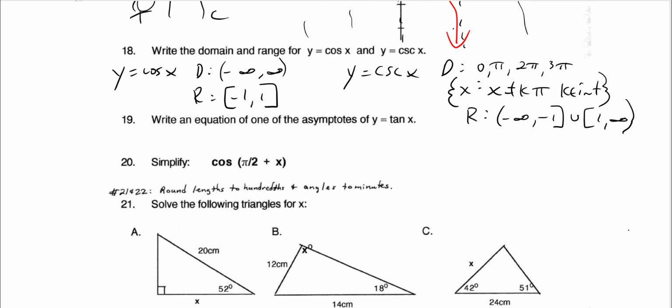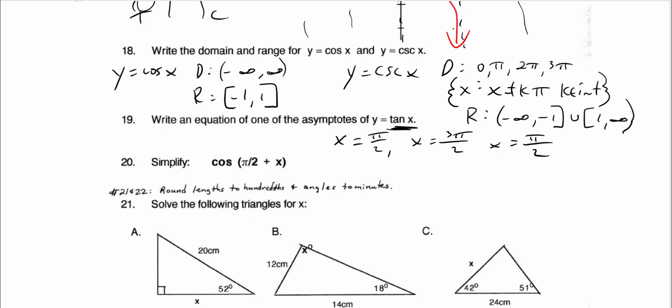Okay, so write an equation for one of the asymptotes of y equals tangent of x. It's a very polite function. You're welcome. So that's pretty easy. You just have to think, again, where is tangent undefined? It's undefined at pi over 2, right? So there we go: x equals pi over 2, x equals 3 pi over 2, x equals negative pi over 2. All right, that's cool. It's pretty easy.